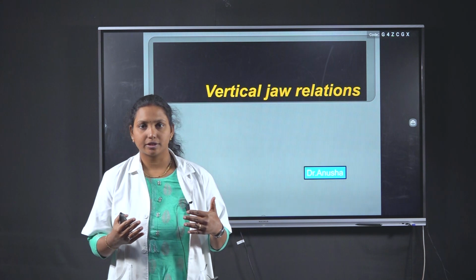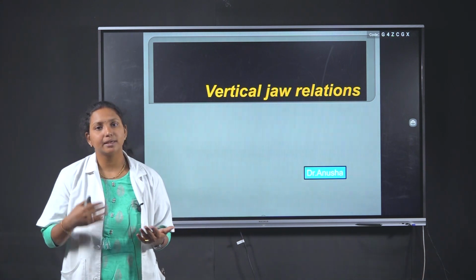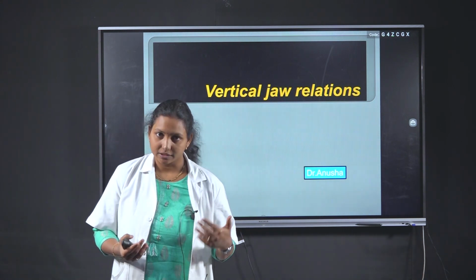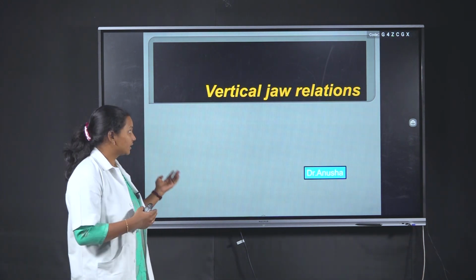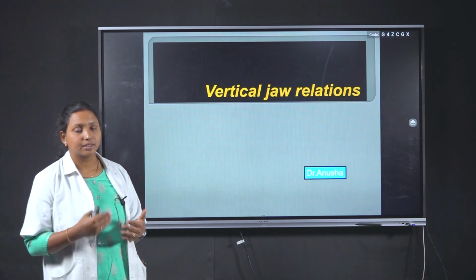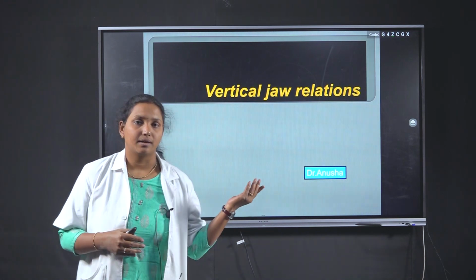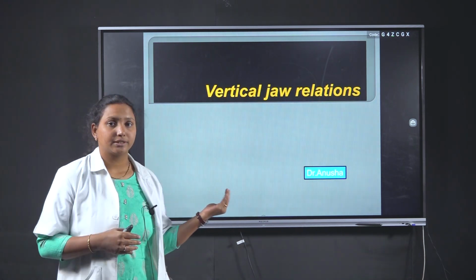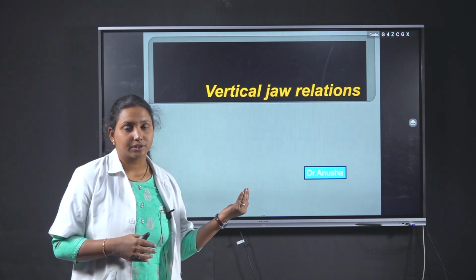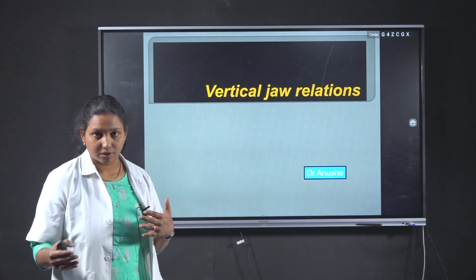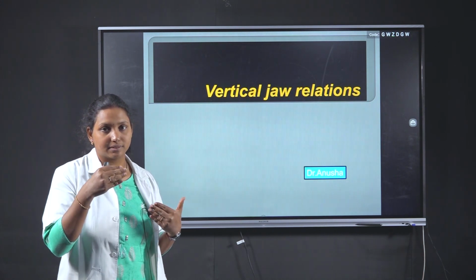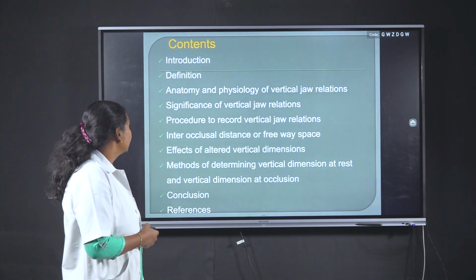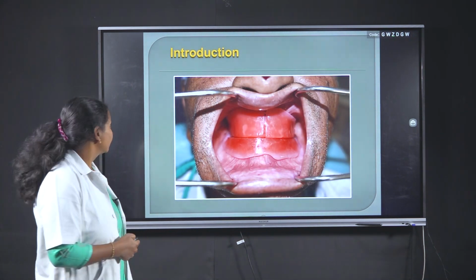In orientation jaw relation we relate the maxilla to the cranium, and vertical relation is the spatial relationship of the maxilla to the mandible at the vertical dimension of rest and the vertical dimension of occlusion. And what is horizontal jaw relation? It is also called centric jaw relation, where we take the horizontal relationship of the maxilla to the mandible. Okay, so these are my contents.